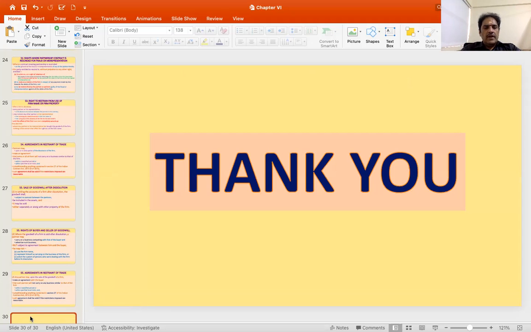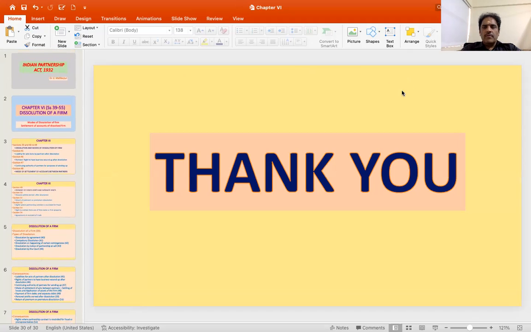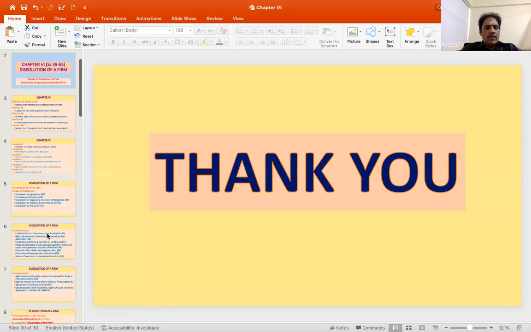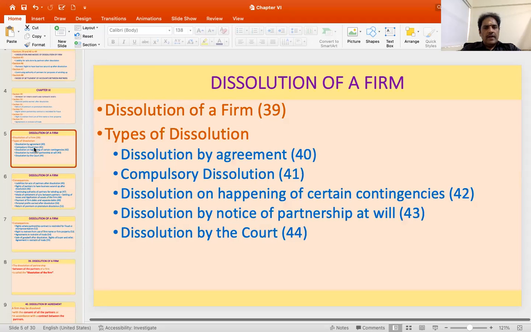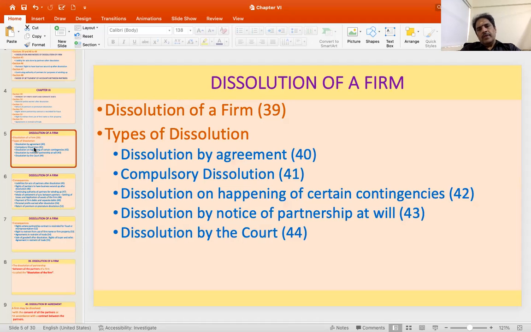So these are the various aspects relating to dissolution of firm. The most important aspects are the manners in which a firm can be dissolved, that is dissolution by agreement, compulsory dissolution, dissolution on happening of certain contingencies, dissolution by notice of a partnership at will, and finally dissolution by court. Then sections 48 and 49 talk about the mode of settlement of accounts and mode of distribution of assets for clearing the debts. What is the mechanism for clearing of debts? Then the consequences of dissolution, how you manage them, especially in terms of agreements in restraint of trade, etc., is the other important part as far as this chapter is concerned.